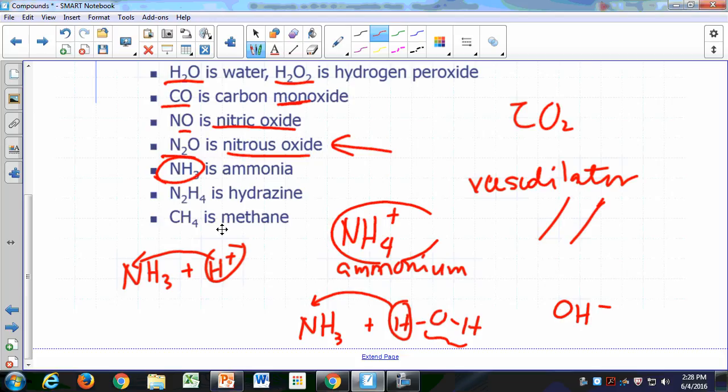So N2H4 is hydrazine. That's used in rocket fuel, and we've talked earlier about CH4. That's methane, natural gas, right? That's the main ingredient in your natural gas you use for heating your house or in your stove.